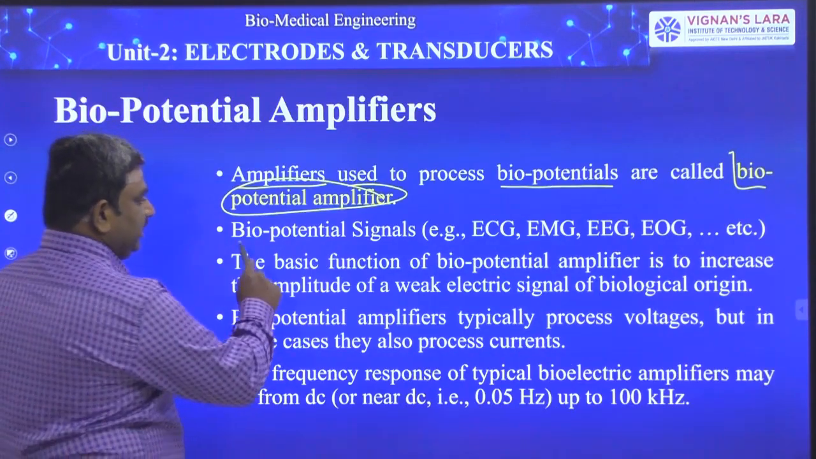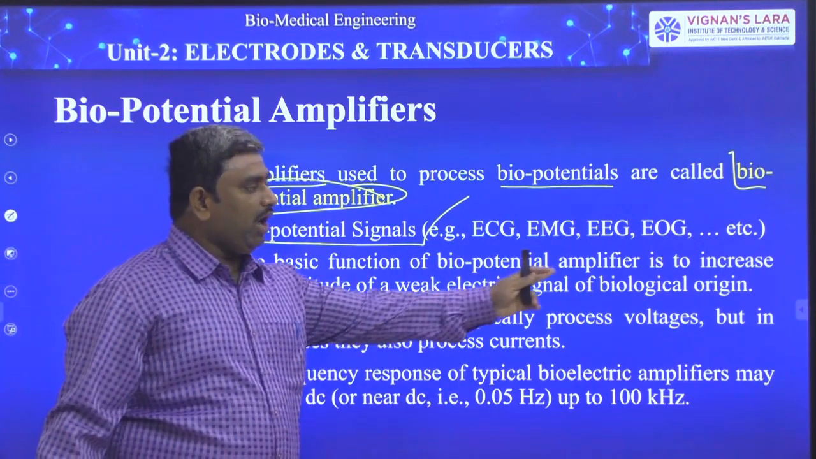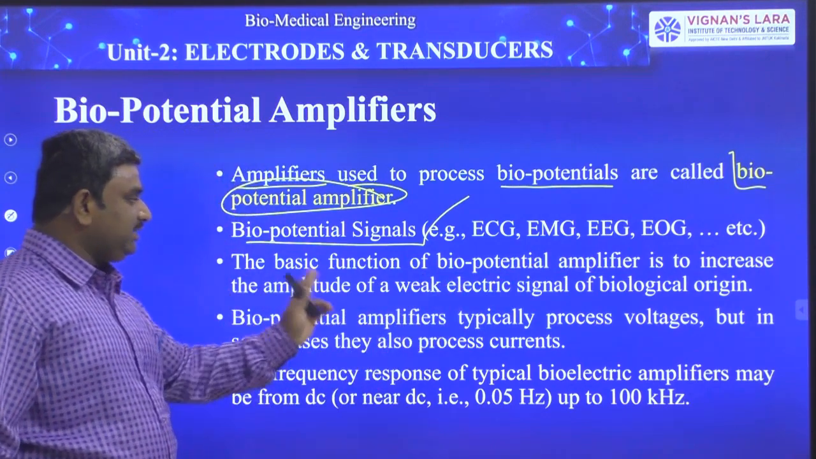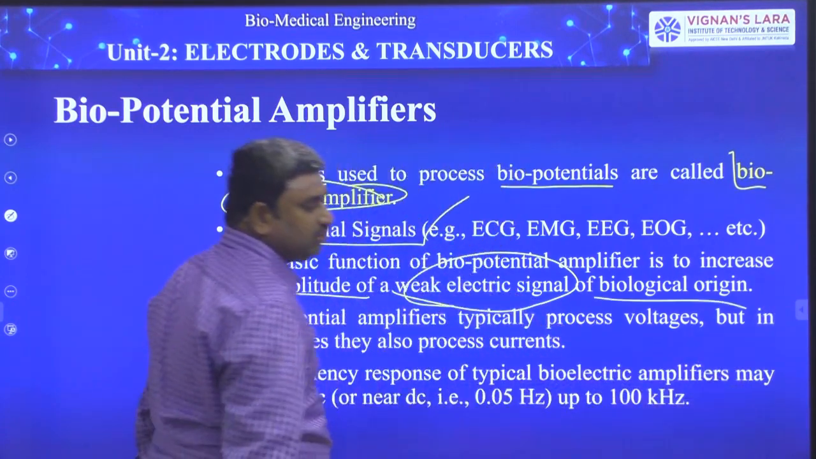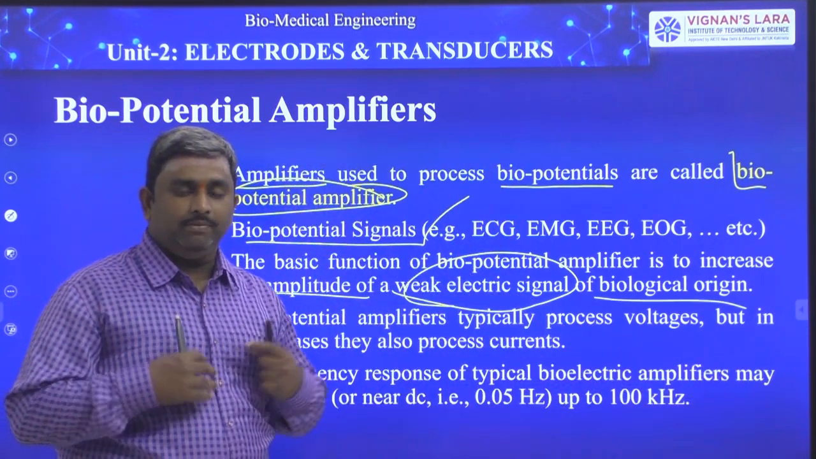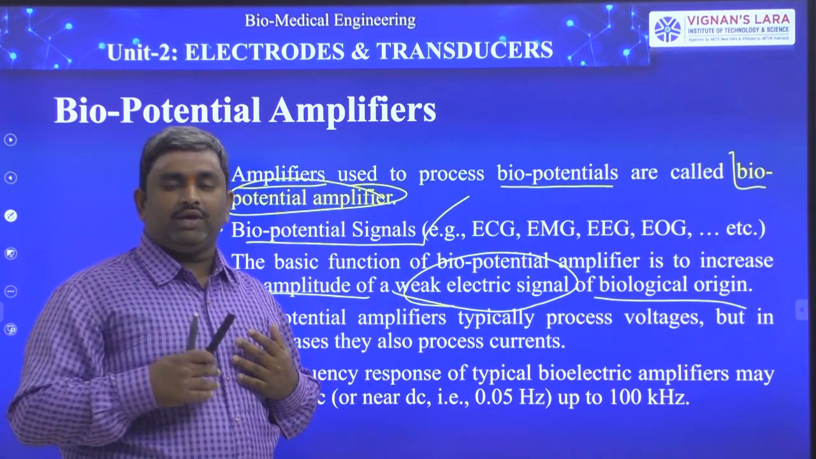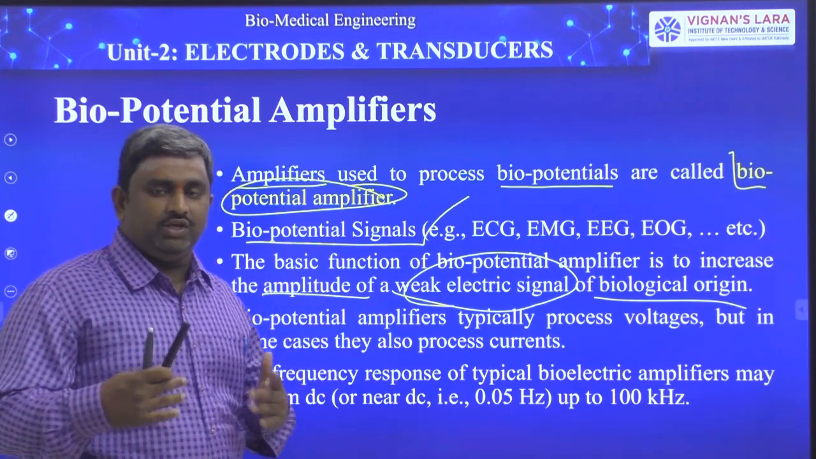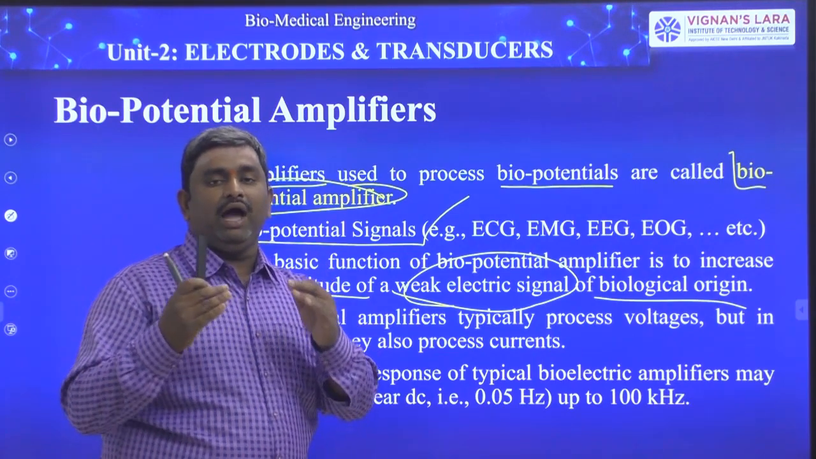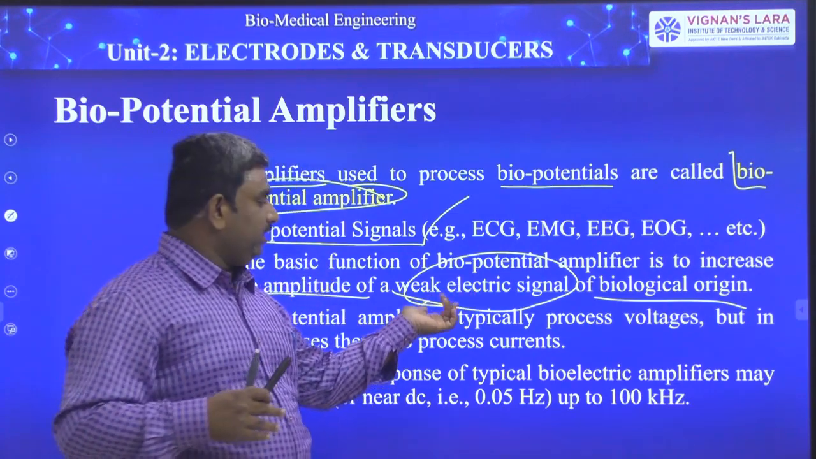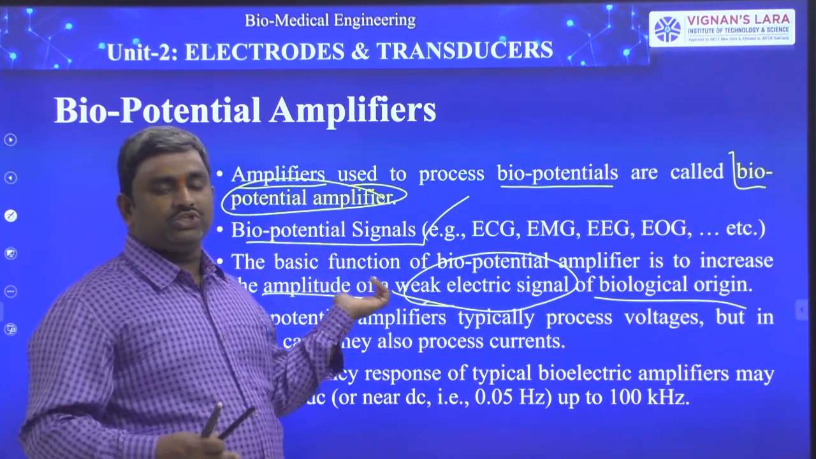Right. So these are the different types of bioelectric potentials we have seen. Next, the basic function of the biopotential amplifier is to increase the amplitude of weak electrical signals of biological origin. From our biological system, we will get a lot of bioelectric potentials. Most of the human body's bioelectric potentials are very low amplitude signals. So for those weak electrical signals, we have to amplify them.